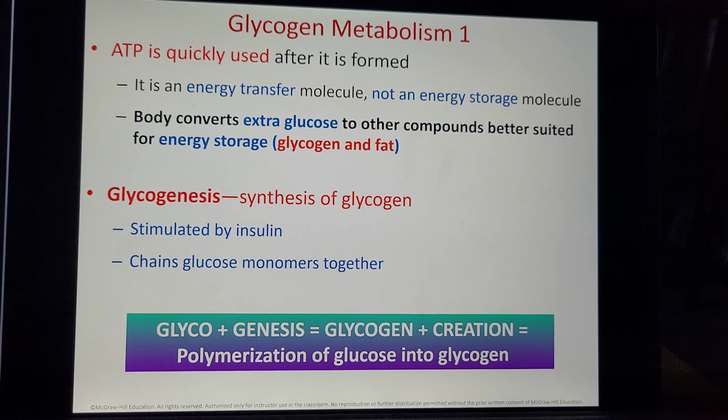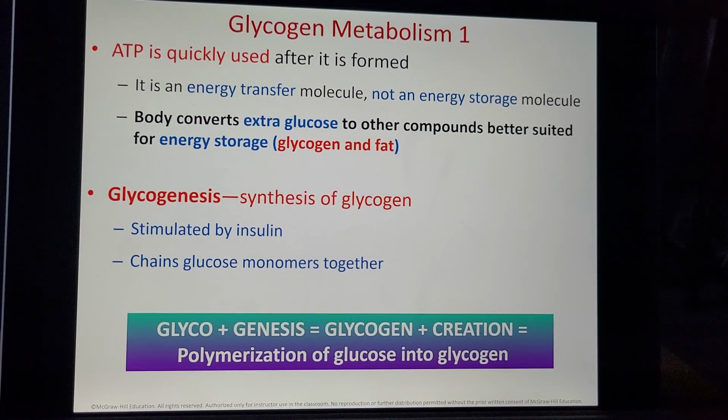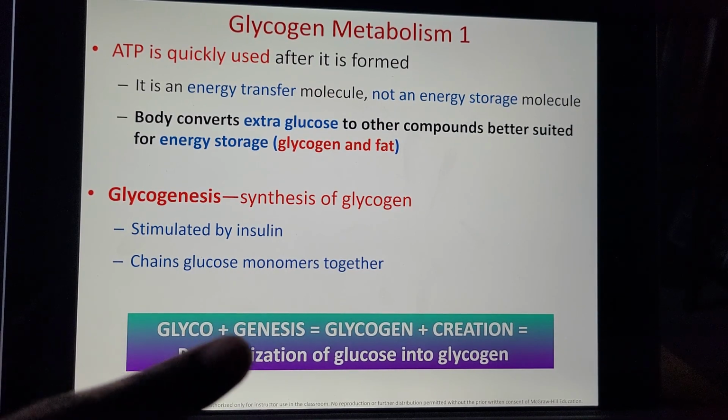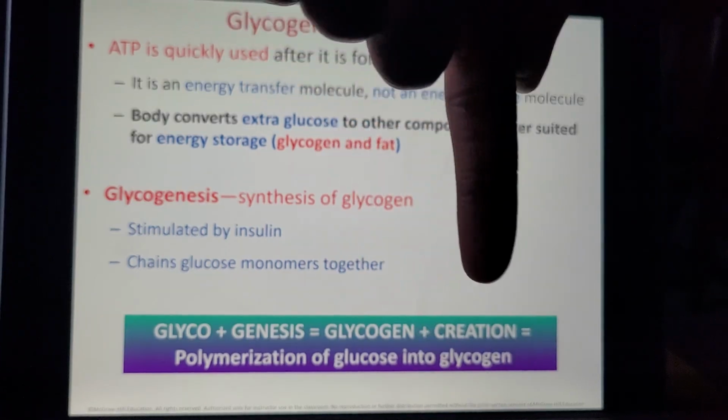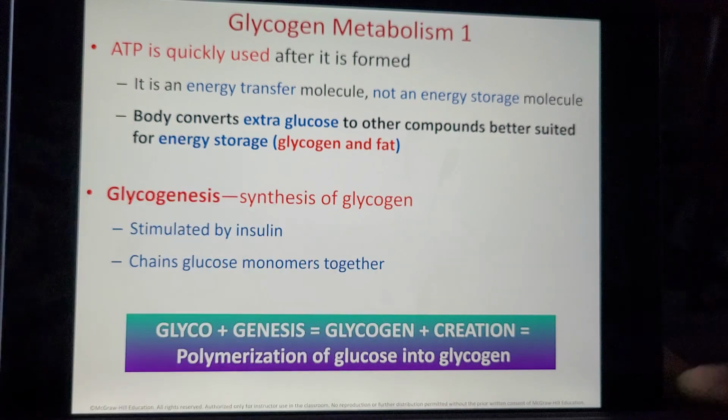And in the process, you're going to put together molecules of glucose to form the larger molecule of glycogen. So the way to remember this, breaking down big old words, so we have glycogenesis, so glycogen plus the creation of our glycogen, so the polymerization or the putting together of glucose into glycogen.